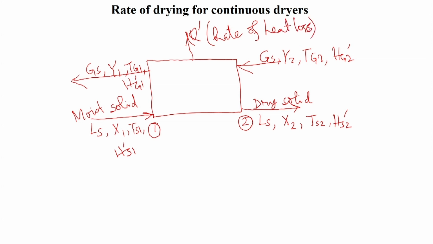Here Ls is the flow rate of the moist solid on a dry basis, x1 is the moisture content, Ts1 is the temperature of the solid at the entry, x2 is the moisture content of the dry solid, which is the desired one, and Ts2 is the temperature of the dry solid. Y2 is the humidity of the drying medium, and Y1 is the humidity of the drying medium when it is exiting from the dryer. So, this is the continuous dryer.